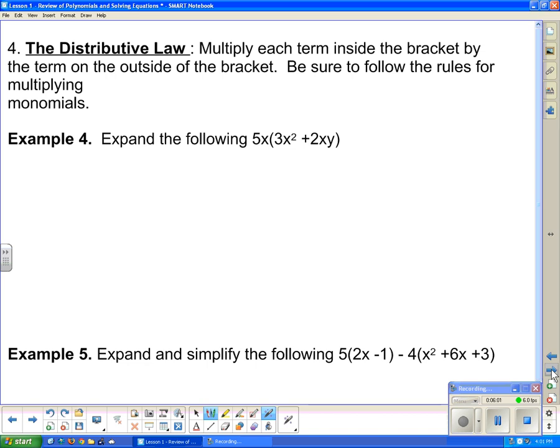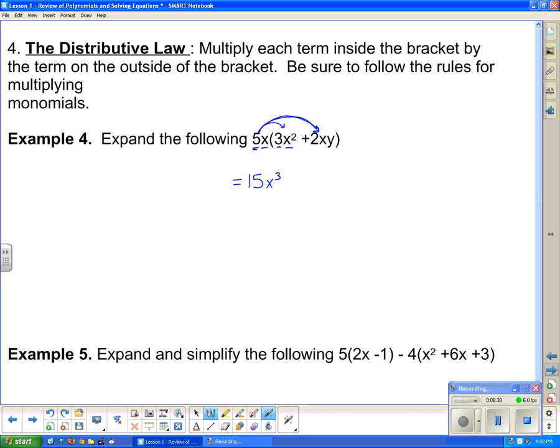So for example number 4, we're going to expand this bracket. We multiply the 5x through the brackets, and then follow the rules of multiplying monomials that we did a minute ago. So I'm going to take 5 and multiply it by 3 to get 15. And then I've got 1x multiplied by 2 more x's, which gives us 3 x's all multiplied together, which is x cubed. Now I'm going to take the 5x and multiply it by the 2xy.